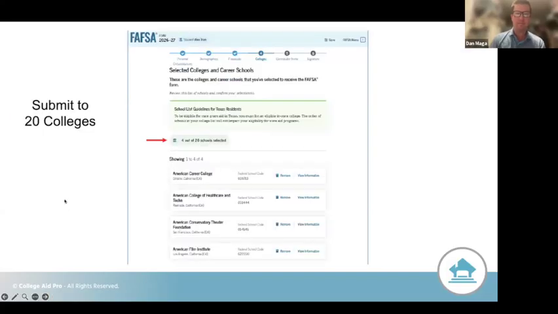Here you see a shot where we have added in 4 different schools. They get added to a list so you can peruse that and double check, make sure you got all the right schools in there.